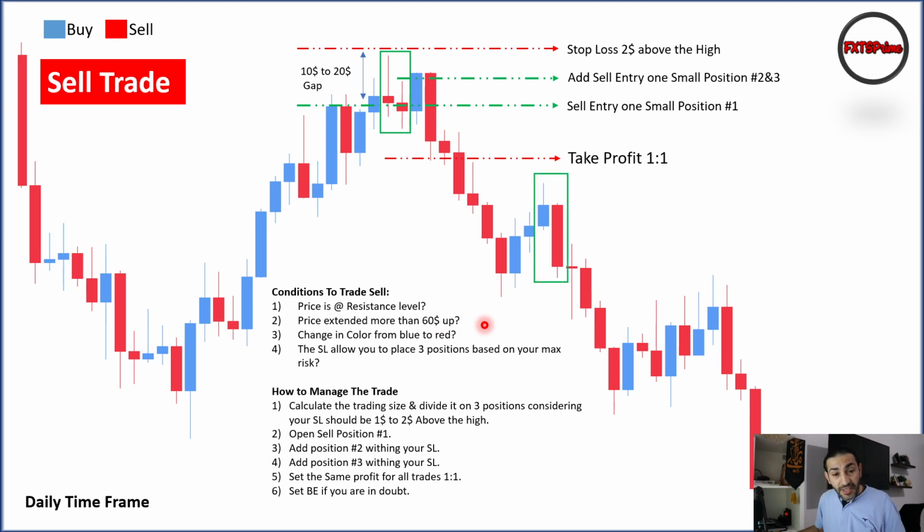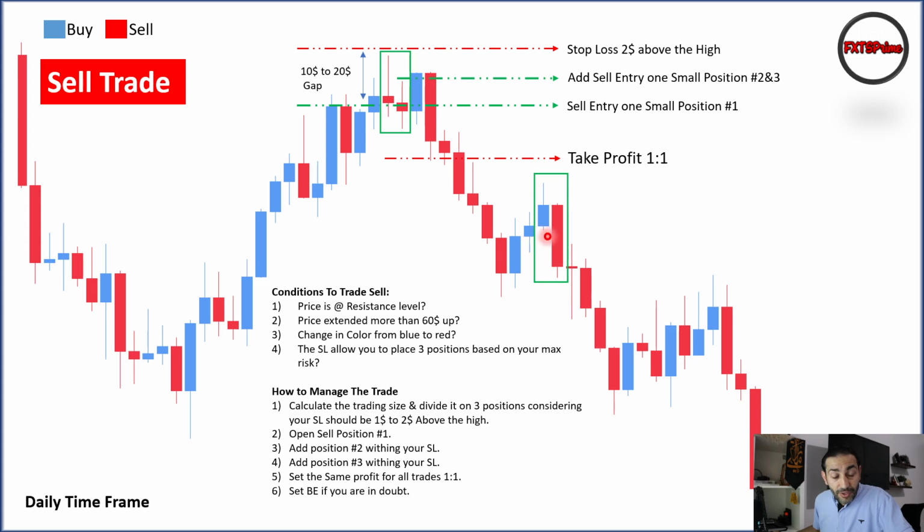Let's now take another example, a failure example. So let's take this red candle. The first condition: is it at resistance? Yes, it is at resistance. It's retesting, let's say. So did the color change, and did the price extend more than $60? No, the price did not extend more than $60. It's almost like, let's say, $30 or $35. So this condition has not been met.